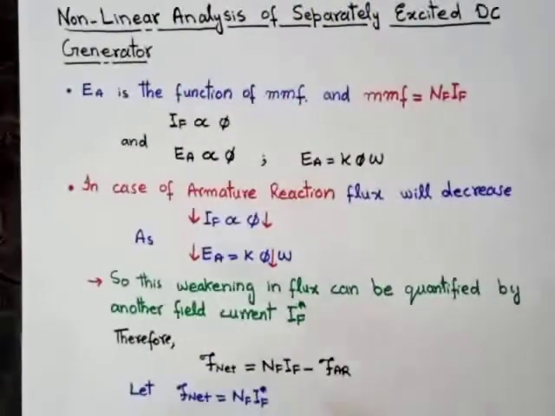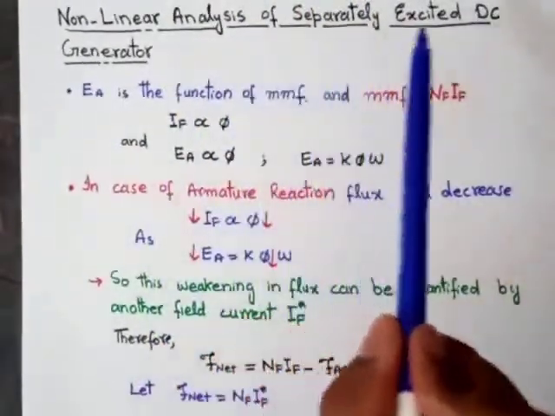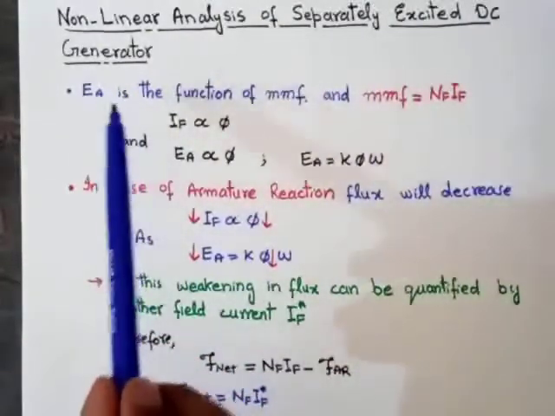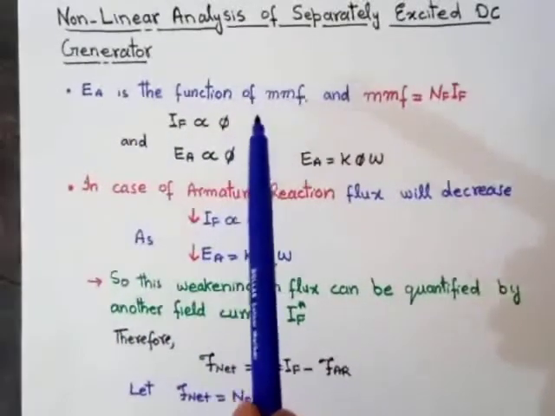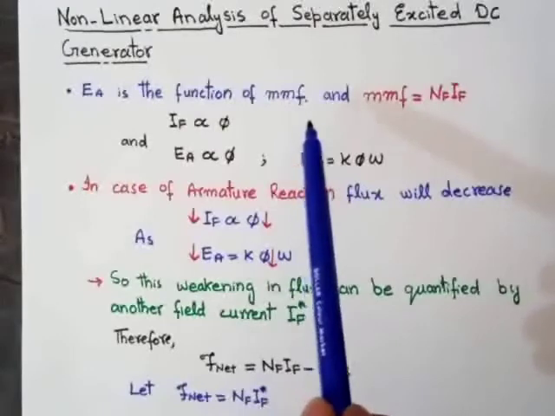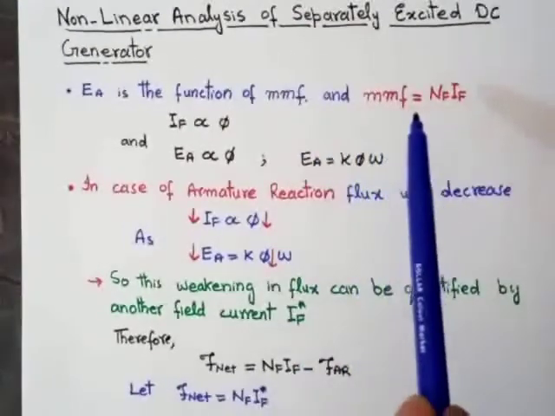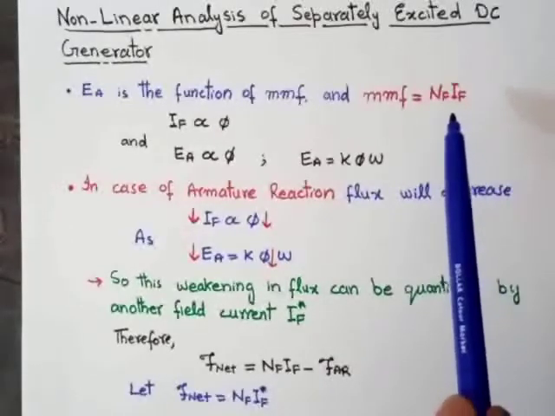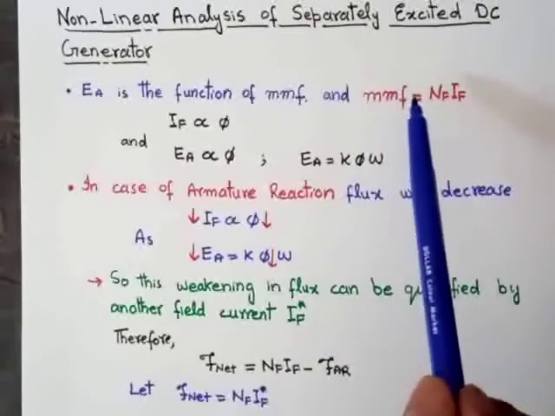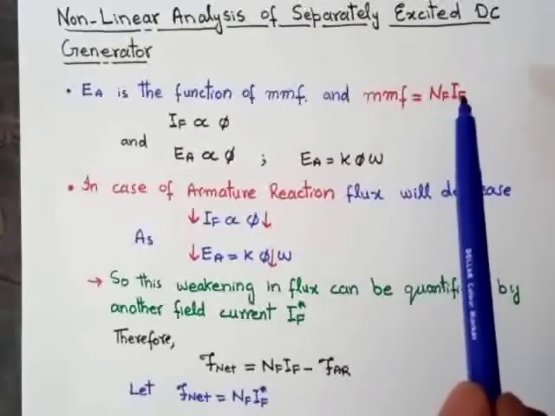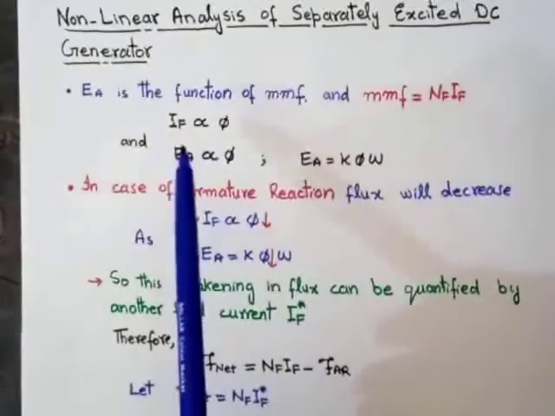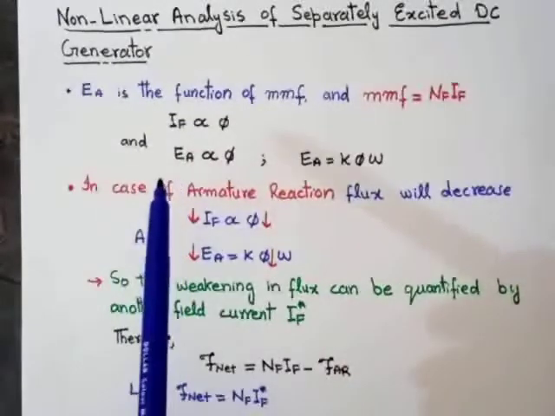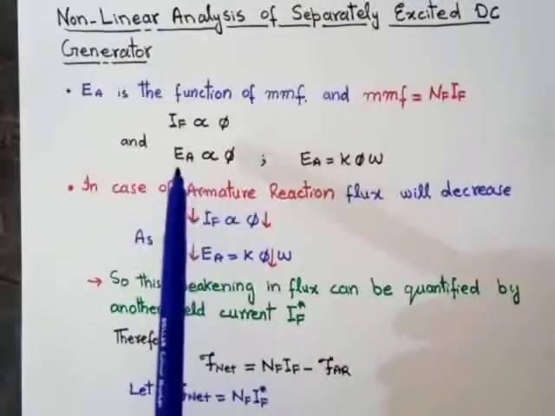Now we will discuss the non-linear analysis of a separately excited DC generator. As we know, EA, the internal generated voltage, is a function of magnetomotive force, or MMF, and as we know, MMF is equal to NF into IF. When the value of magnetomotive force increases, it means the value of current will increase as well. And the relationship between the field current and the flux is directly proportional. And the relationship between internal generated voltage and the flux is directly proportional as well.